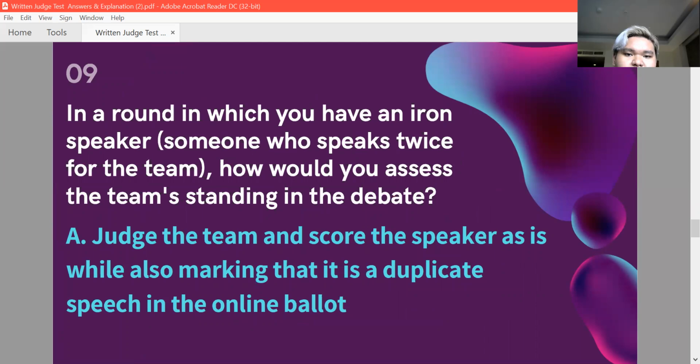Question 9. In a round in which you have an iron speaker, someone who speaks twice for a team, how would you assess the team standing in the debate? A, judge the team and score the speaker as is, while also marking it as a duplicate speech in the online ballot. I think the complete explanation of these issues is already in the technical guide. Hopefully, you guys already read that.